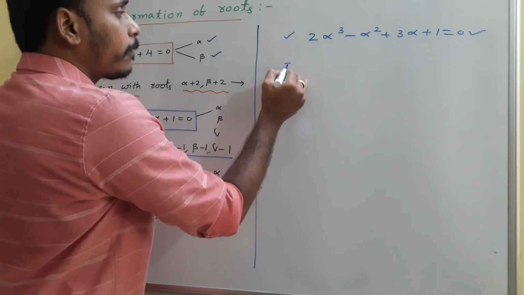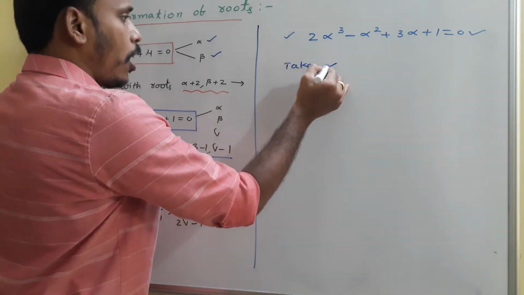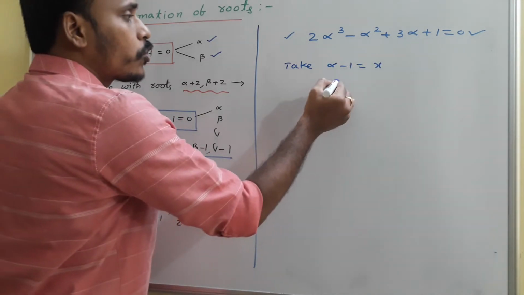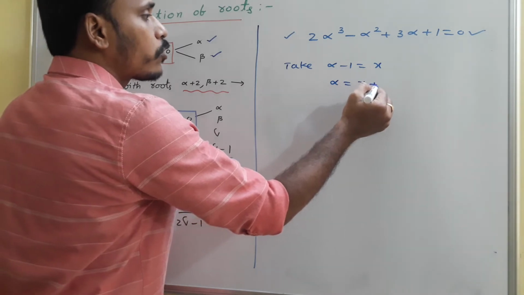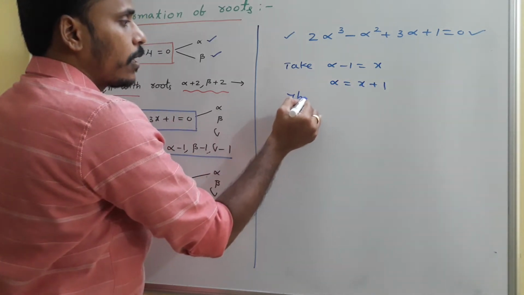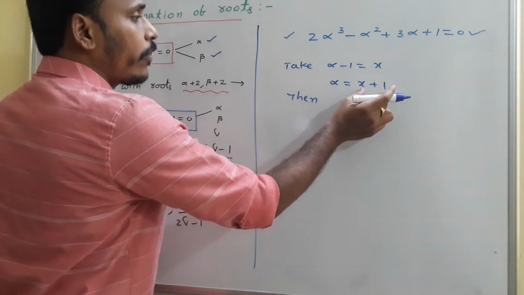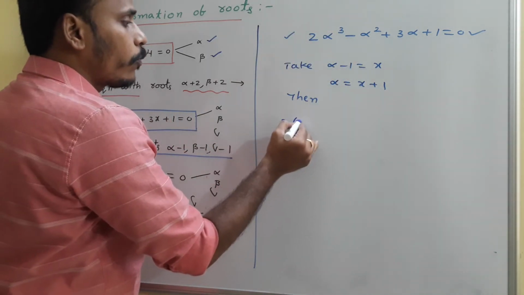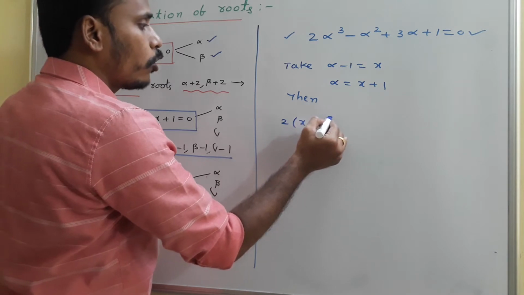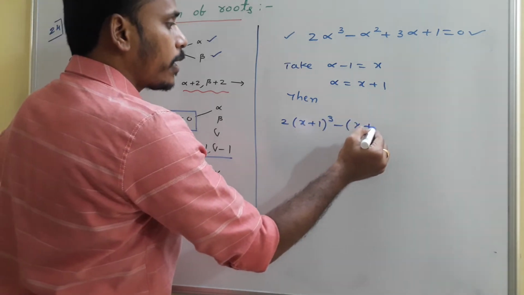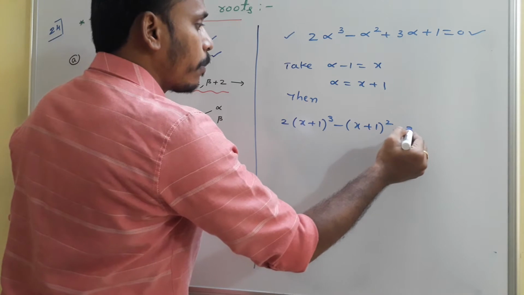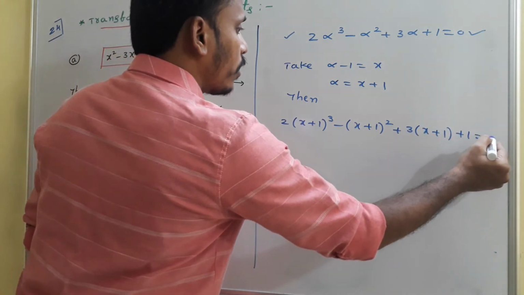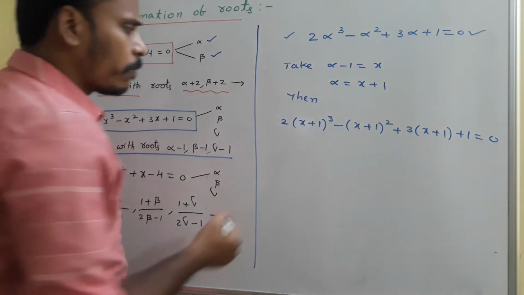Okay. Take that alpha minus 1 is equal to x. Since alpha minus 1 is equal to x, it is very clear that alpha is equal to x plus 1. Then, since alpha is equal to x plus 1, replace this x plus 1 in this. So now, 2 into x plus 1 whole cube minus x plus 1 whole square plus 3 times of x plus 1 plus 1 is equal to 0. You just try to simplify it.